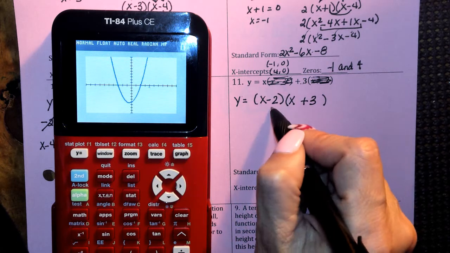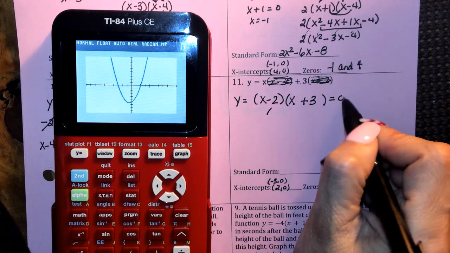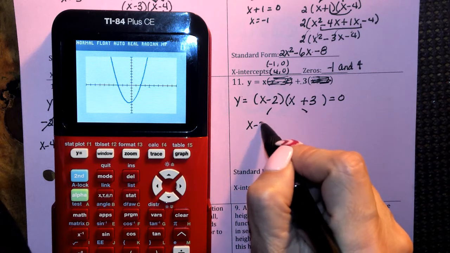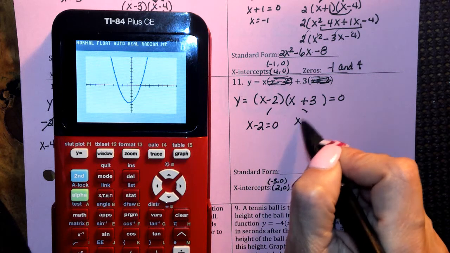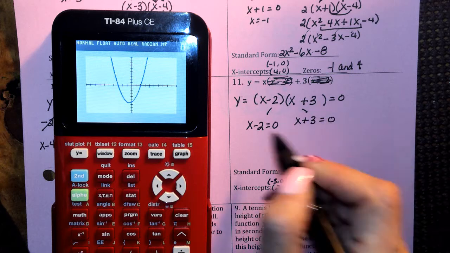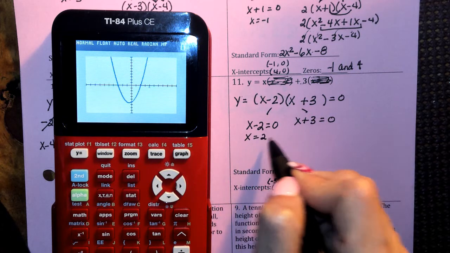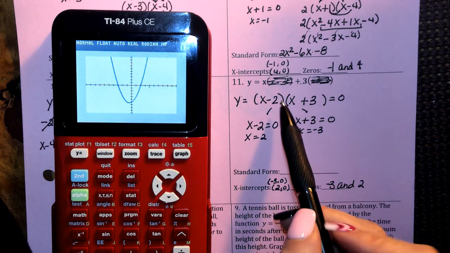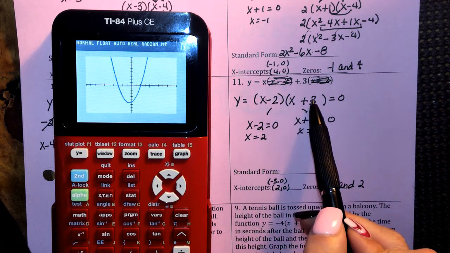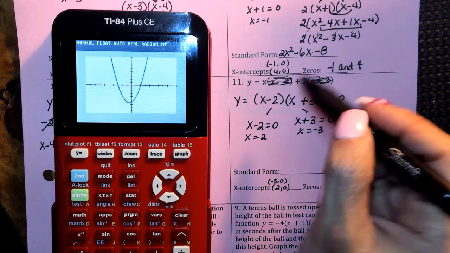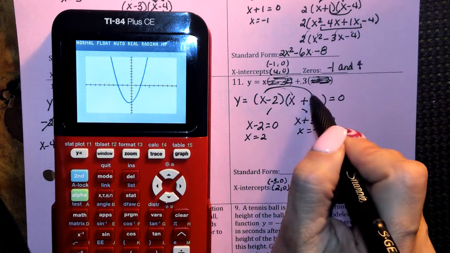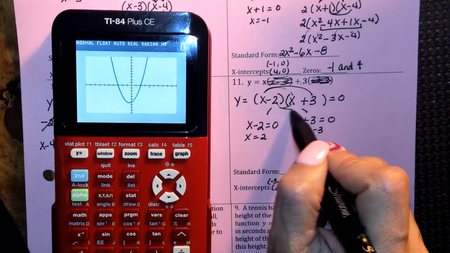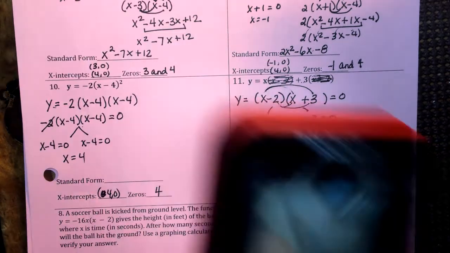Okay, well, here we go. You're going to set that equal to 0, which means you've got x minus 2 equals 0 or x plus 3 equals 0. This would give me x equals 2. This would give me x equals -3. Oh, that's what I got. Now, take this and distribute it, and that'll give you your standard form. x times x, x times 3, -2 times x, -2 times 3.